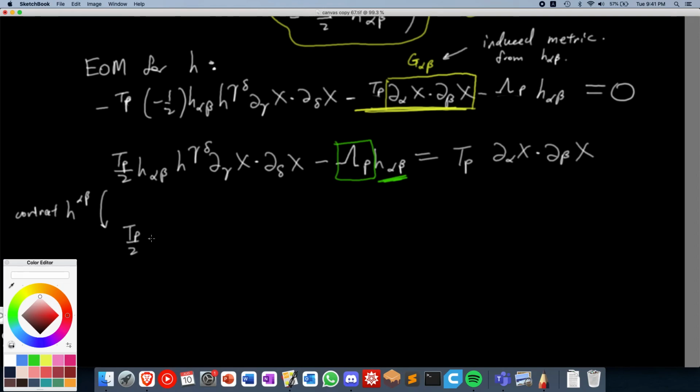So Tp over 2. This guy will then be the number of dimensions, which is p plus 1, right? This is because H alpha beta contracted is equal to the dimensions, and then from here we write the rest. So now this is an equation where there are no longer any free indices. All of them are summed over.